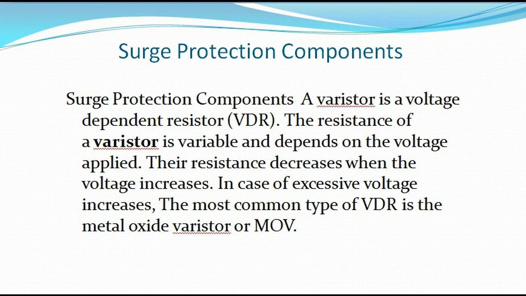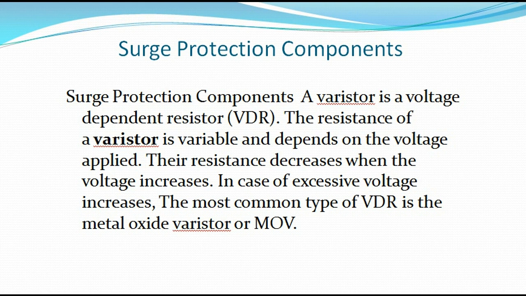In case of excessive voltage increase, the most common type of VDR, the voltage dependent resistor, is called the metal oxide varistor, which you can also call MOV. I will also talk about this during the resistor series. I am just trying to give you an introduction to resistor in terms of passive component.